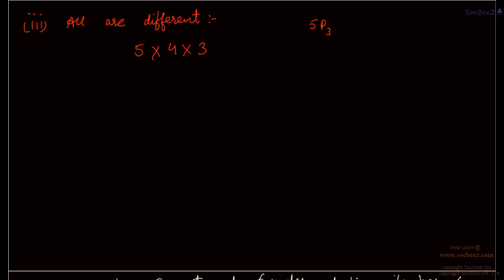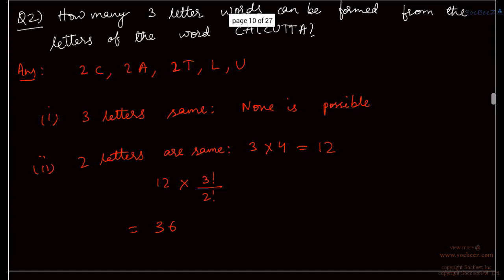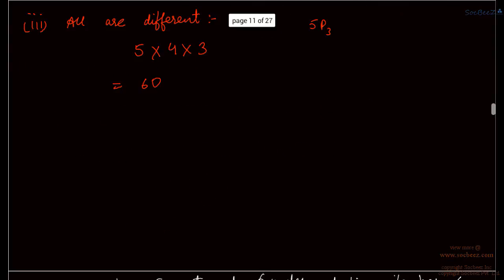You have 5 different letters, since we are not considering identical letters, so out of 5 you are just choosing 3. So this is nothing but 5p3 or 5 into 4 into 3. It gives us 20 into 3, which is 60. So the total number of cases we have is 0 plus 36 plus 60. Total 3-letter words is equal to 96.